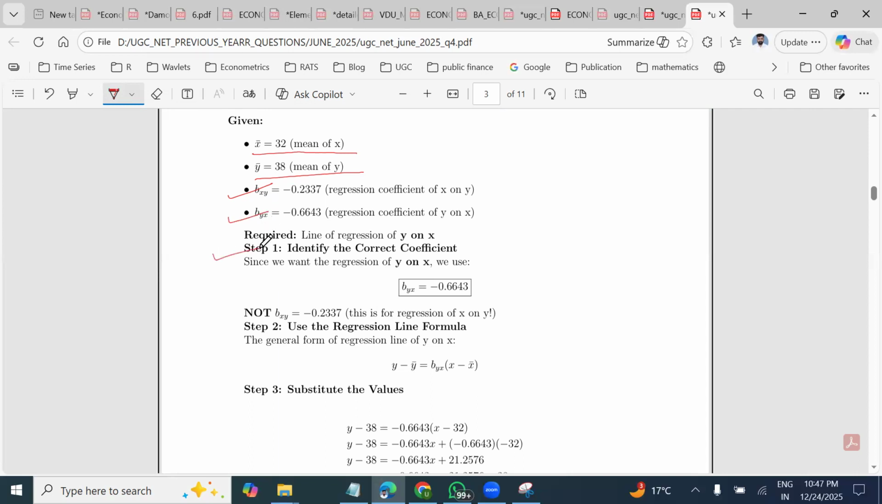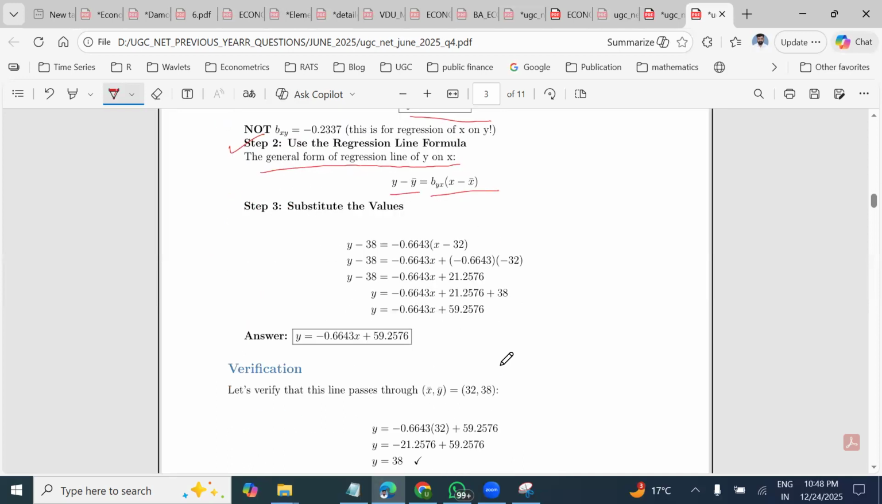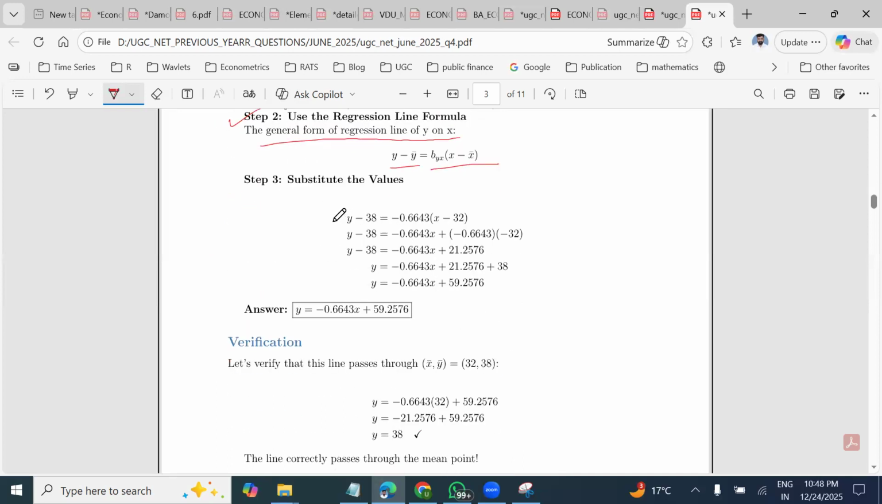So step number 1, what you have to find? You have to identify the correct coefficient. Suppose you want the regression of y on x, then you will be using byx, not bxy. If you are in a hurry and use bxy, it will be incorrect. Then step number 2: the general form of the regression line of y on x is y minus y bar equals byx into x minus x bar. You just have to substitute the values here. So y minus 38, just replace this value, then you will get this equation.